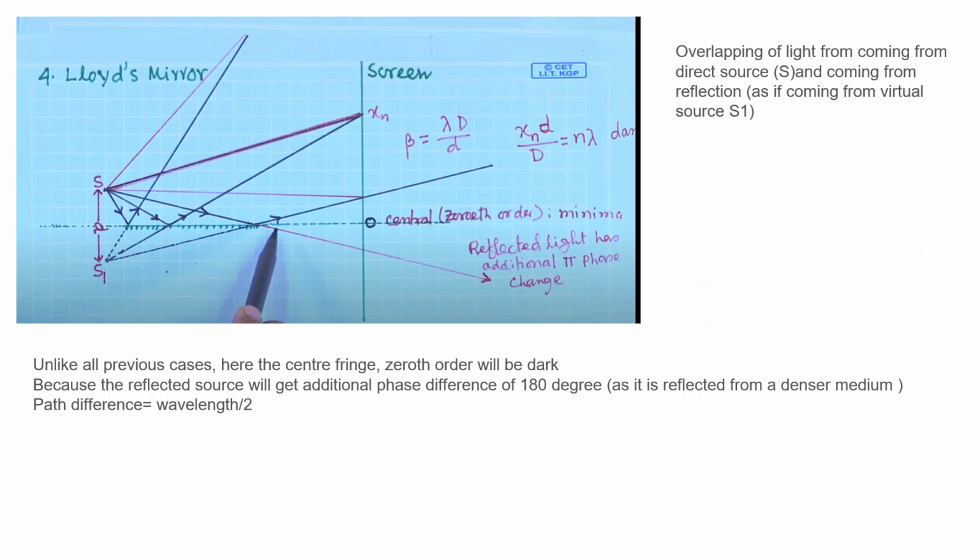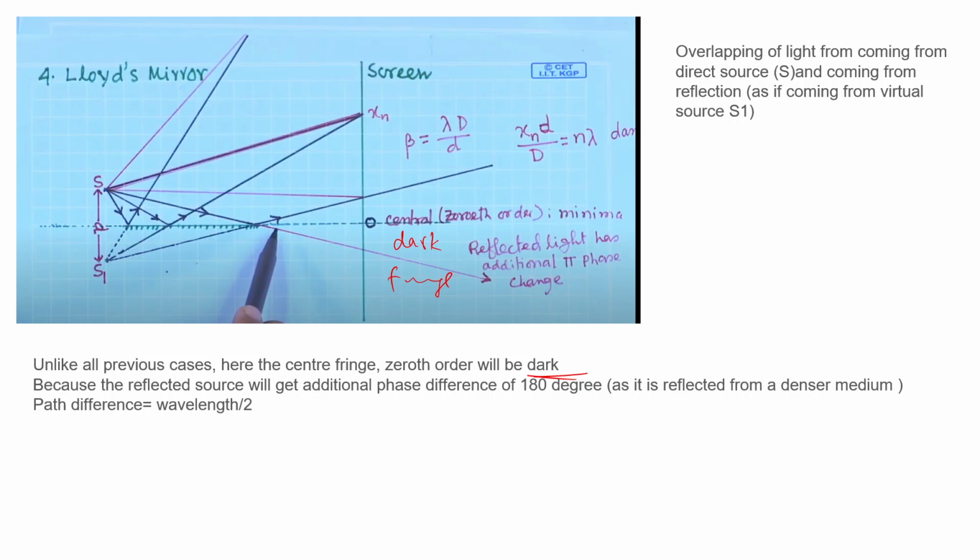So we have another method, which uses Lloyd's mirror, where at the center, instead of a bright fringe, we get a dark fringe. Unlike all previous cases, here the center fringe, or 0th order fringe, will be a dark fringe. Why this happens: this is a plane mirror, and this is a source, a single source again.